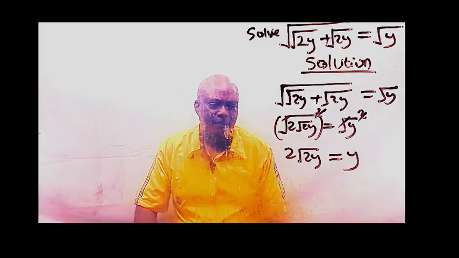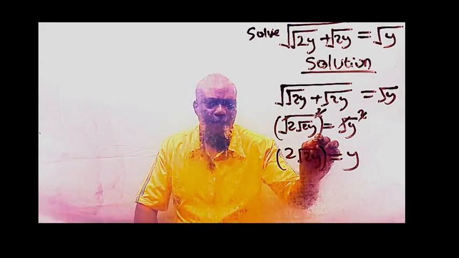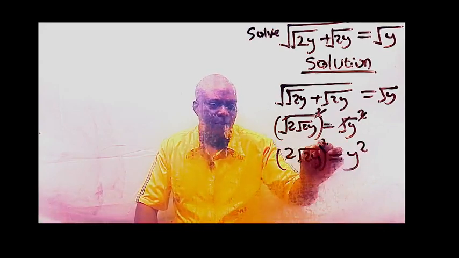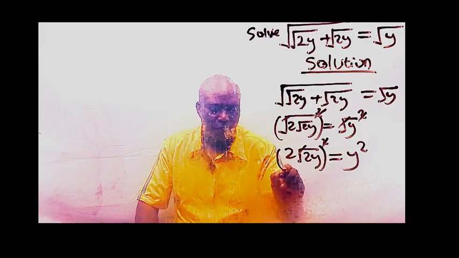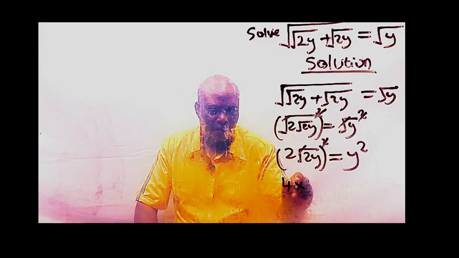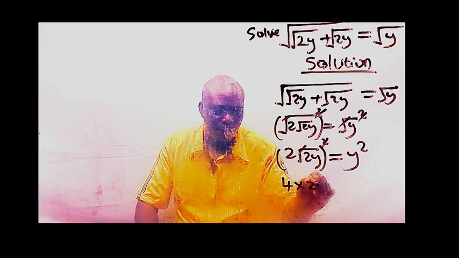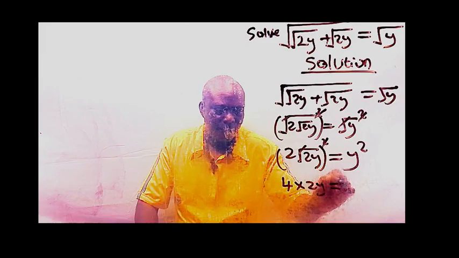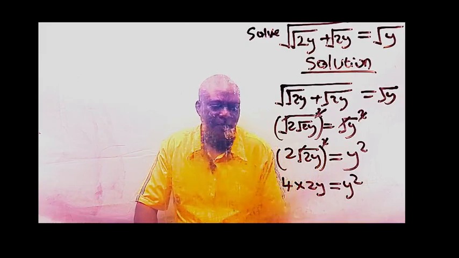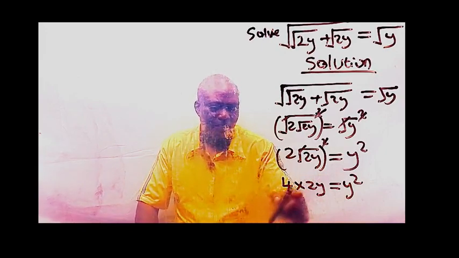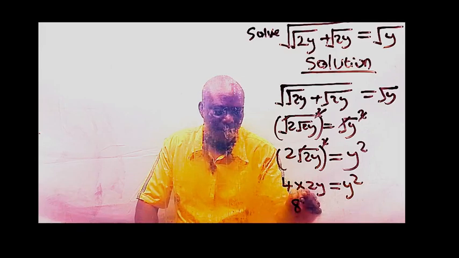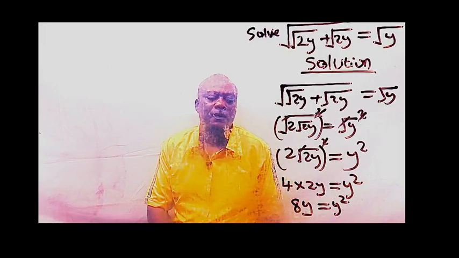Let's repeat the process again by squaring this. So this will cancel this, and this will square 2. What we have here will be 4 times 2y equals y squared. So let's do it. That means this time 4 times 2y will give us 8y = y squared.